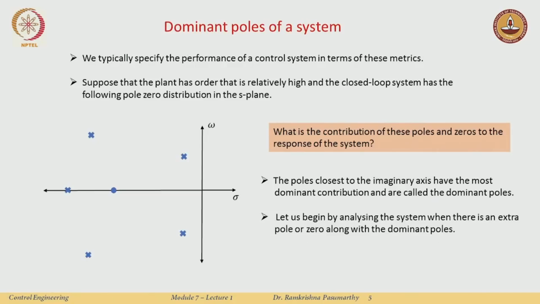So, let us say I have a configuration like this. I have these 2 poles here, I have these 2 conjugate complex poles here, a pole here and a 0 here.